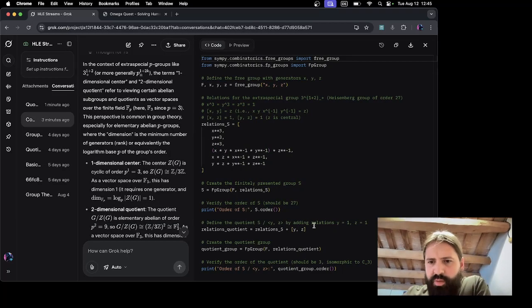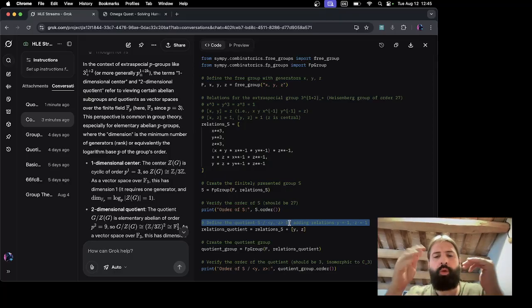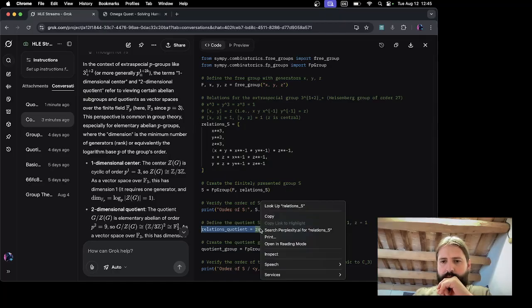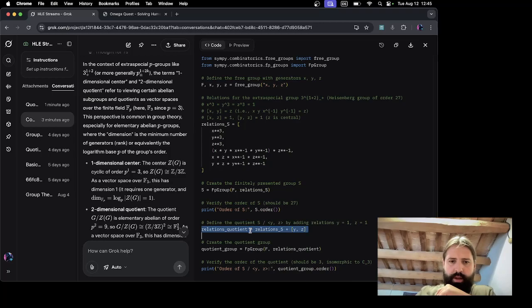So this now makes sense, because actually now that I revisited that, doing the quotient is kind of doing like mod, right? So essentially what you're adding as a relation is just saying, out of the 3 generators, y equals 1, z equals 1. Can you explain this line of code?